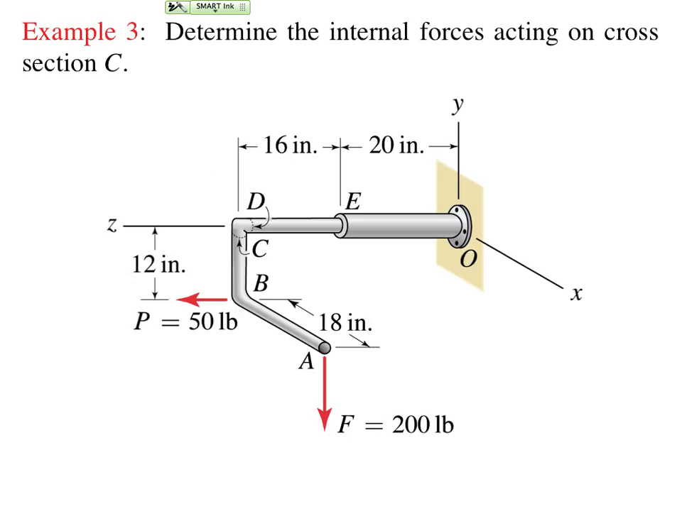Finally, we consider a three-dimensional internal force problem. Here we have a body which is built in to a support at O, and there are a couple different locations where we might look for internal forces. Specifically in this case, we're asked to determine the internal forces acting on the cross-section C. We could begin this problem by finding the reactions at O, but we really don't need to do that. Instead, we can simply base our free body diagram on this cut that envelops this outer part of this surface.